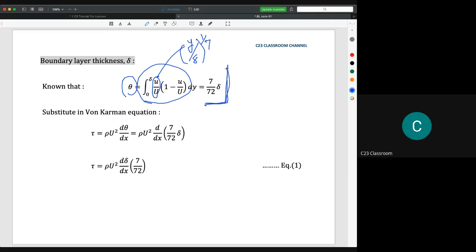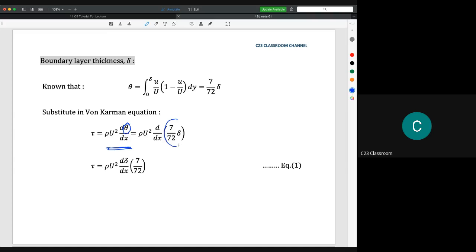Then we substitute the value of theta into the von Karman equation. We know that the von Karman equation is tau equal to rho U square d theta dx, and then we substitute theta here, so it becomes 7 over 72 delta. Then we could get this term. We cannot solve this more, so we leave it as equation number 1.